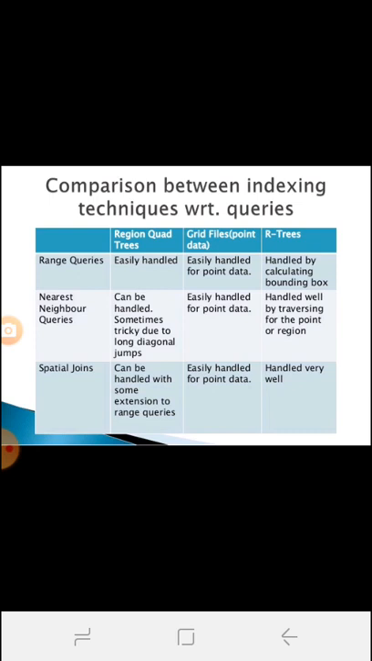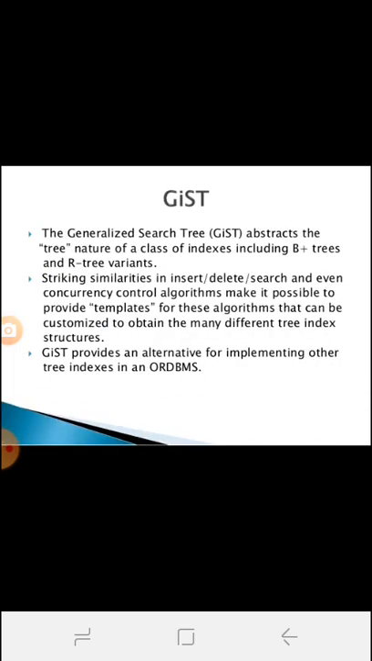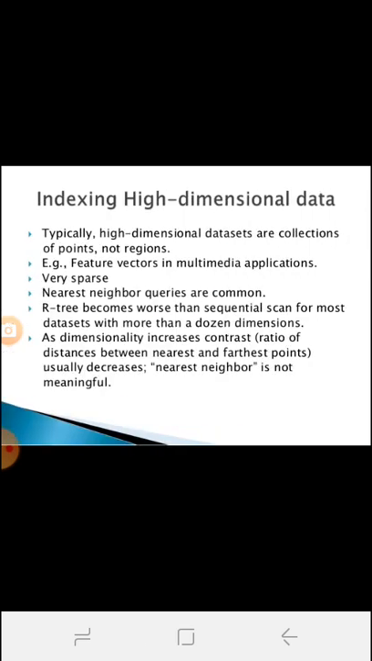Here we compare region quad trees, grid files, then R trees. Of these three, the R tree is the best one. Then GiST means generalized search tree. It abstracts the tree nature of a class of indexes including B plus trees and R trees. Then indexing high dimensional data. High dimensional data sets are collections of points, not regions, for example feature vectors in multiple applications.